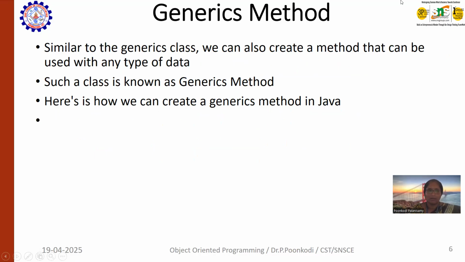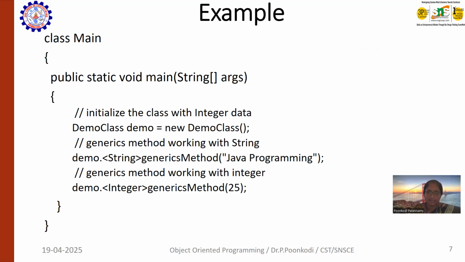If I use the generic type in the method, then that particular method will be called a generic method. You can consider this example. In this example, we have just created an object like the previous one. The demo class is a normal class, so we have created an object equal to new demo class. This method will work for the integer, and the next one will work for the string.